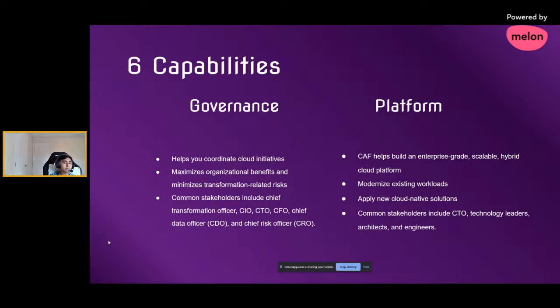For the next capability, which is platform, CAF helps to build an enterprise grade, scalable, hybrid cloud platform. It helps to modernize existing workloads, apply new cloud native solutions, and common stakeholders for this will include the CTO, other technology leaders, architects, and also other engineers which may be present.